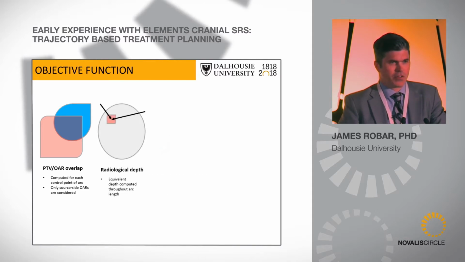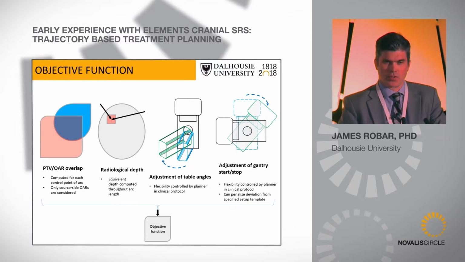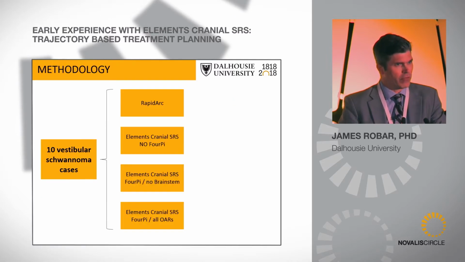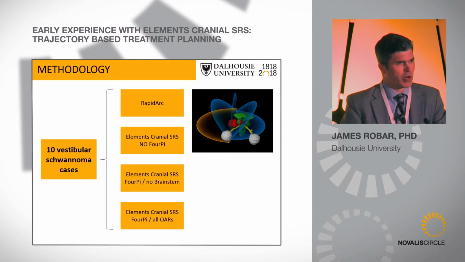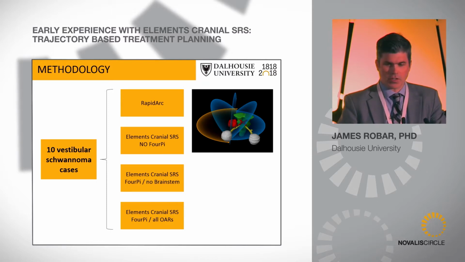So we were really interested to see how this worked, and so we started off by taking 10 vestibular schwannoma cases. The status quo in my center was RapidArc, the VMAT approach. We actually considered 4 different plan types: RapidArc, Elements but turning 4-pi off as a baseline, Elements where we actually enabled 4-pi but omitted the brainstem from the 4-pi optimization. And the reasoning there was we thought, well, the brainstem is actually going to be in almost all of the beams I've used here, and we thought it might be a little bit too demanding. And the 4th case was actually allowing 4-pi to work with all the organs at risk.